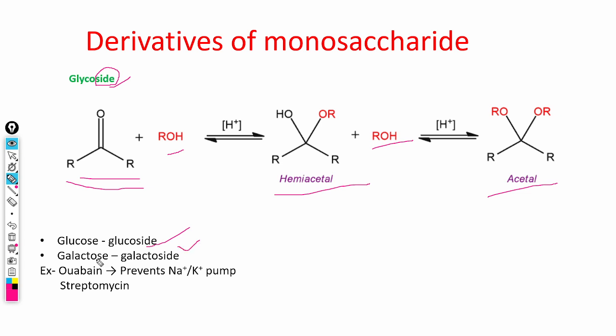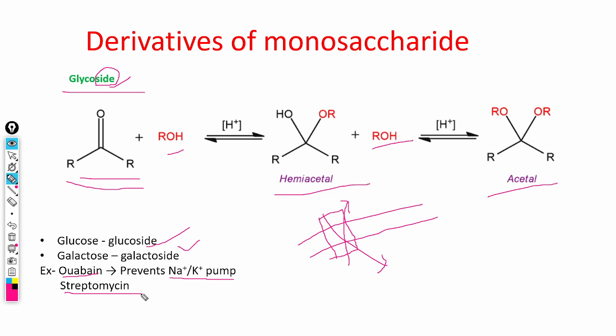One example of the glycoside which will be asked in the exam is ouabain. It inhibits the sodium potassium pump. You know, in the plasma membrane, there is a pump called the sodium potassium pump. That means it allows the transport of sodium and potassium, which is active transport. You will study active transport of the plasma membrane. So ouabain is a glycoside. It inhibits the sodium potassium pump. Another example of the glycoside is streptomycin. Obviously it is an antibiotic.